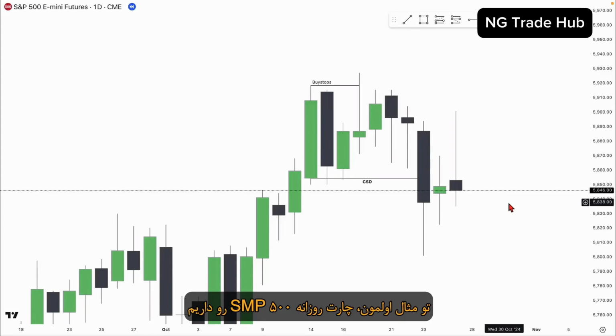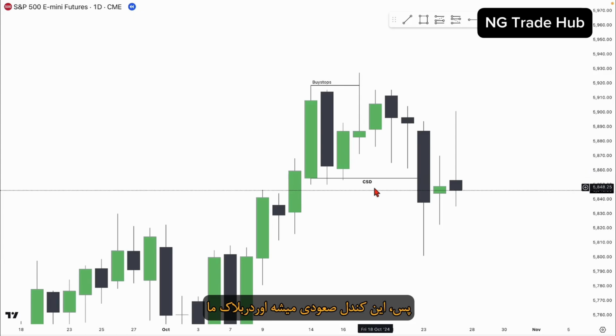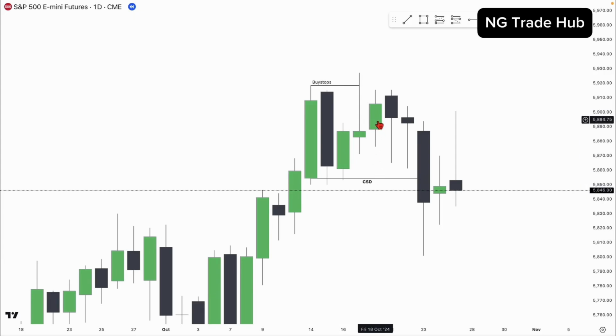In our first example, we have the S&P 500 daily chart. Here, the price has taken some buy stops and created a CSD on the daily time frame. So, this up-close candle would be our order block, which will be our higher time frame key level. Let's mark it.